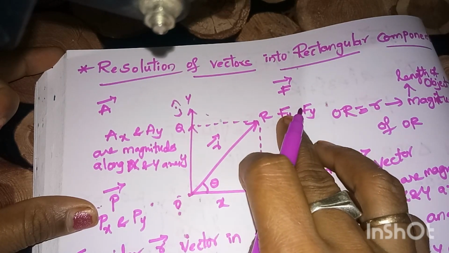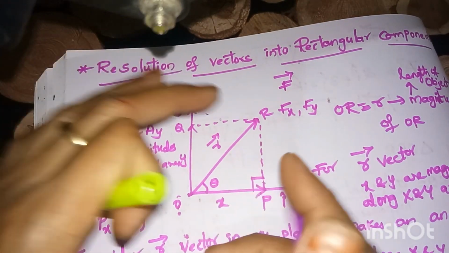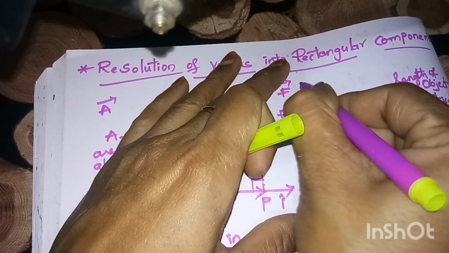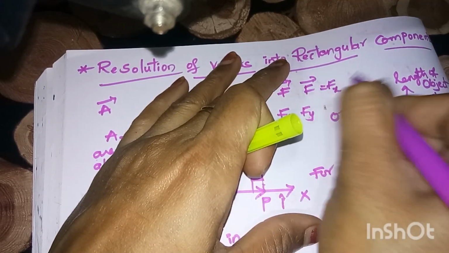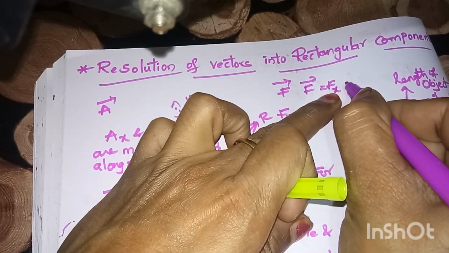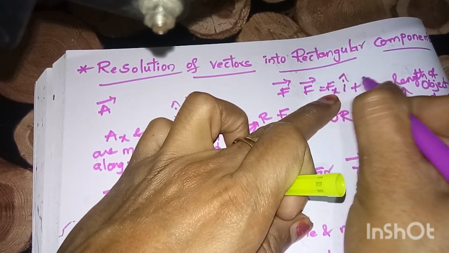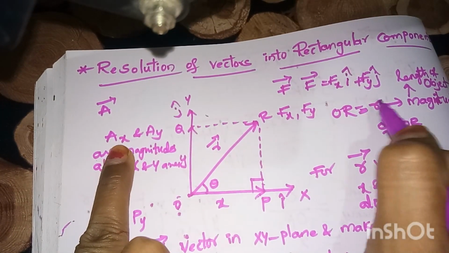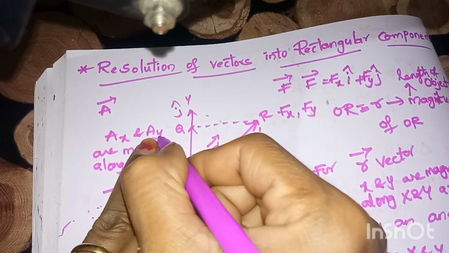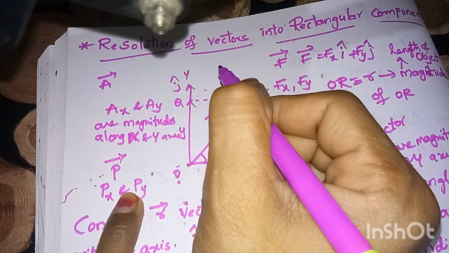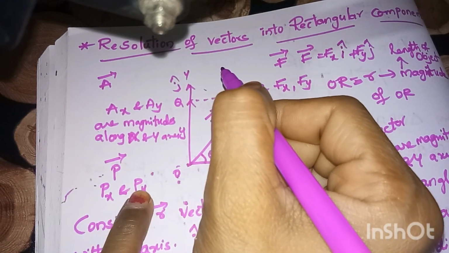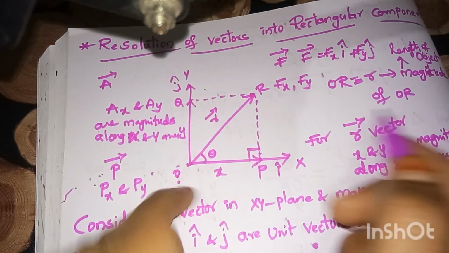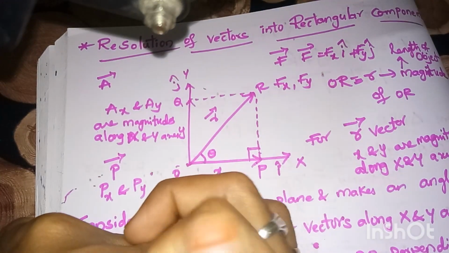As you know the magnitude, you can easily write the vector form, that is f bar equals fx, it's along x axis, now its unit vector is i cap, plus fy j cap. So for this you can write a bar as ax i cap plus ay j cap. For p bar, px i cap plus py j cap. In this way you can easily write the vector mathematical form.